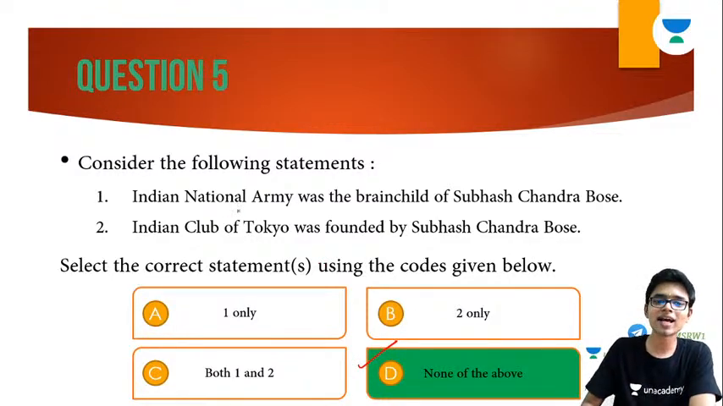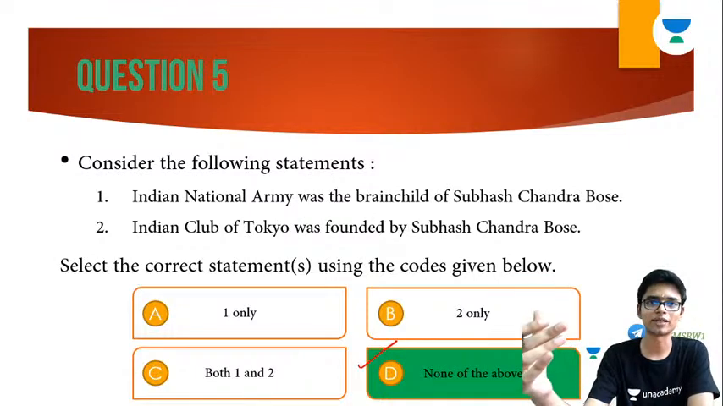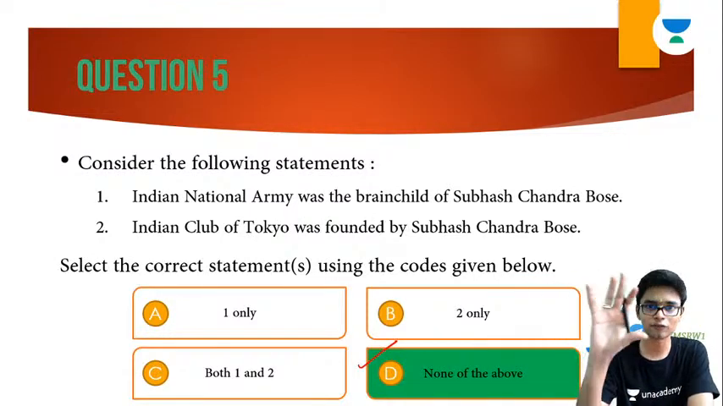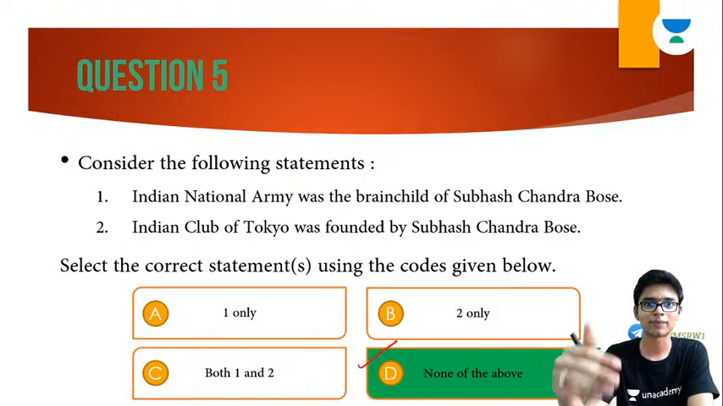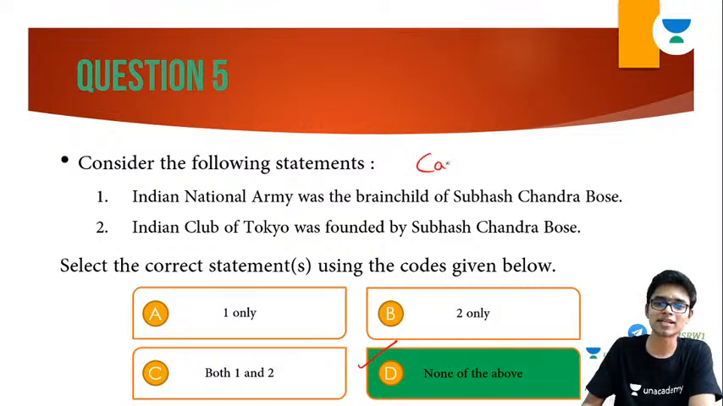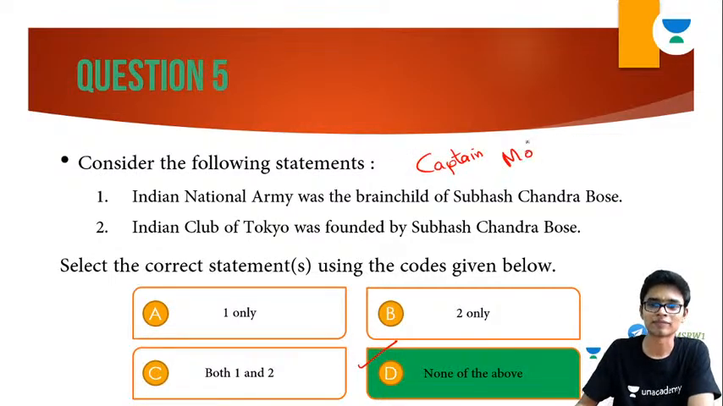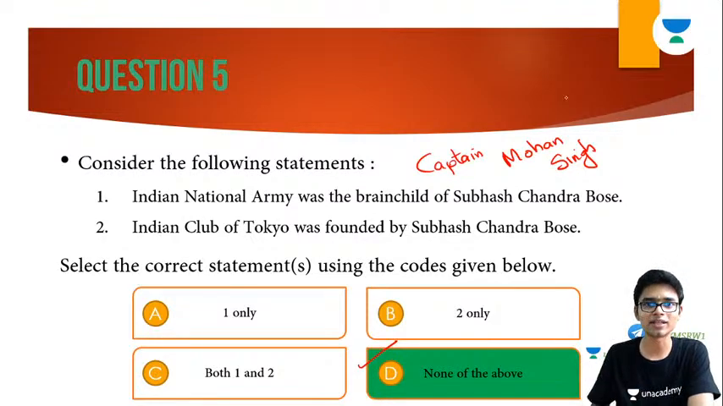Both are incorrect. Indian National Army was the brainchild of Subhash Chandra Bose. No, wrong. Subhash Chandra Bose later took over the Indian National Army, but that was not his brainchild. The idea of forming such an army using the prisoners of war was by some other person named Captain Mohan Singh. Okay, it was Captain Mohan Singh who came up with this idea and convinced the Japanese to release the prisoners of war to form an army known as the Indian National Army. Clear? Subhash Chandra Bose later came and took over the authority. That's all. So the first statement is wrong. Second one, Indian Club of Tokyo was founded by Subhash Chandra Bose. Again wrong. This was founded by another famous extremist named Rash Behari Bose.